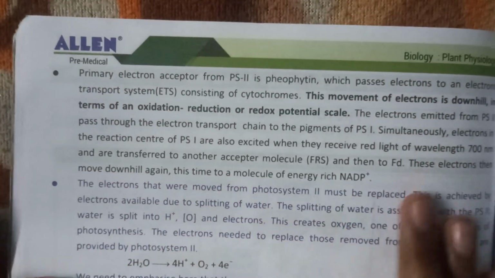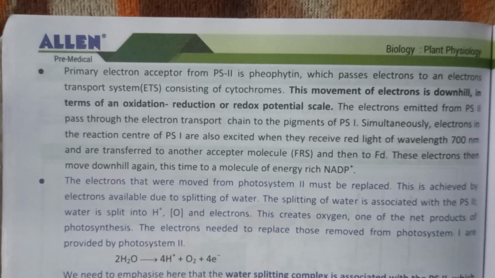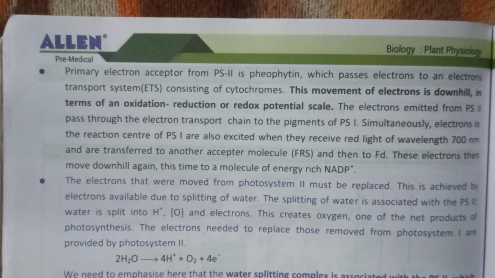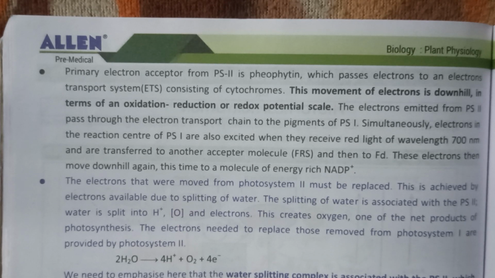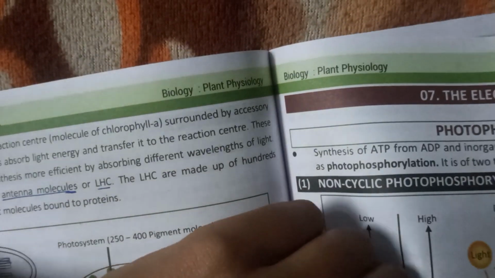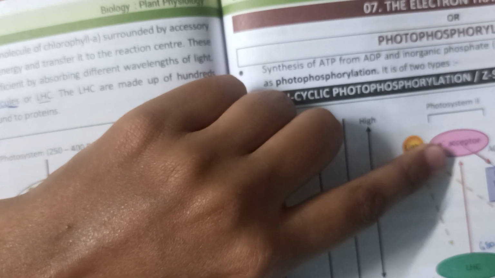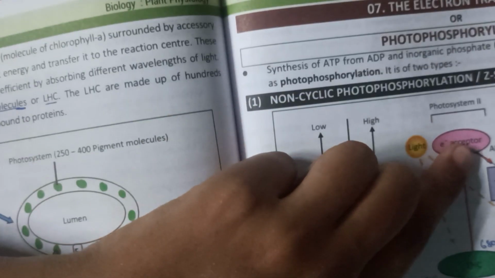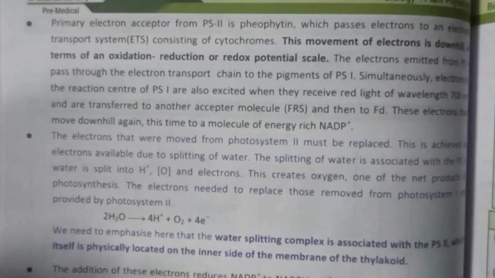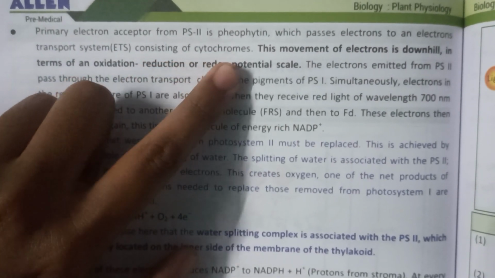Coming to the primary electron acceptors. The primary electron acceptor of photosystem 2 is phaeophytin, which passes the electron to the electron transport chain. Here, if you see, the electron acceptor is present. Phaeophytin will transfer that electron to the electron transport system, consisting of cytochrome.